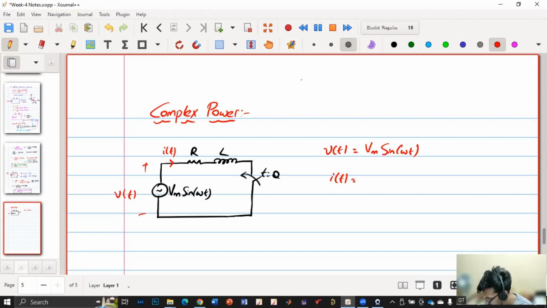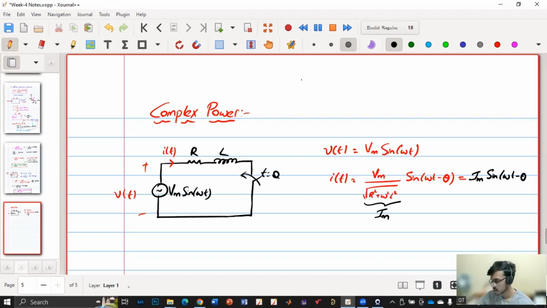V of t is Vm sin omega t and I of t is Vm by square root of R square plus omega square L square, sin of omega t minus tan inverse omega L by R. Since this is RL, it is omega L by R. I am considering the amplitude as Im, so I will get Im sin of omega t minus theta.